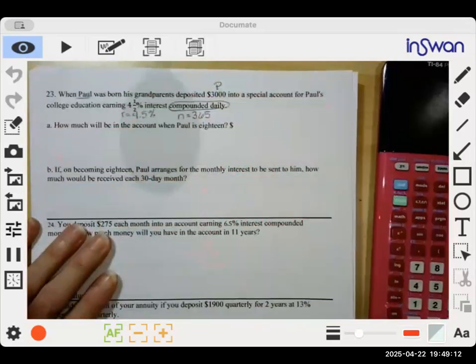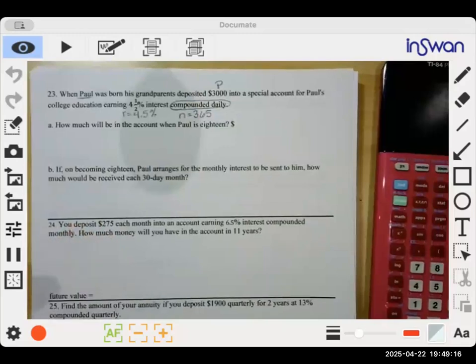All right. Annuity or compound interest? Is money being put in more than once? No. Okay, compound. That means it's compound interest because money is only being put in one time.